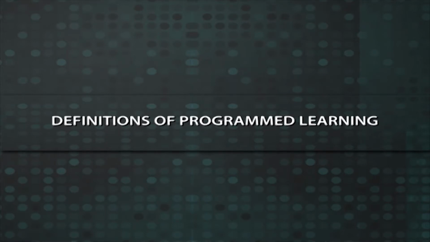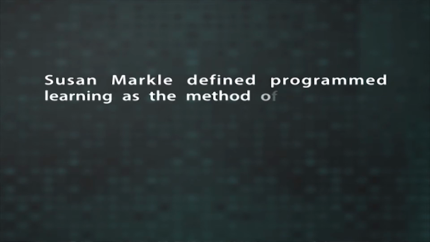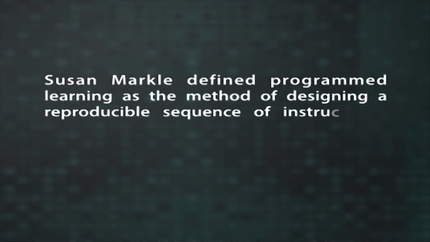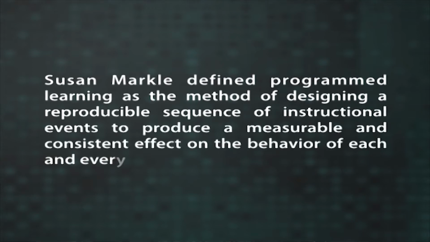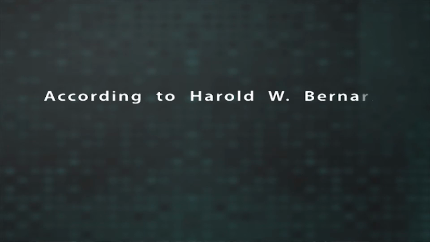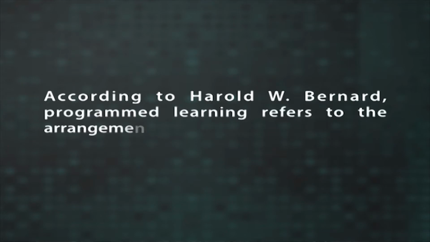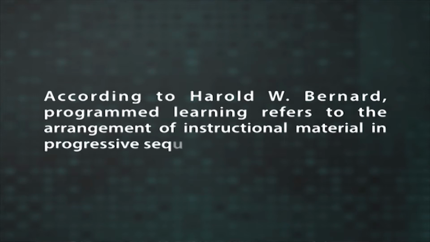Definitions of program learning. Different scholars have defined program learning in different ways. These definitions throw light on the chief characteristics of this method. Let us go through some of the most popular definitions of program learning. Susan Markle defined program learning as the method of designing a reproducible sequence of instructional events to produce a measurable and consistent effect on the behavior of each and every acceptable student. According to Harold D. Bernard, programmed learning refers to the arrangement of instructional material in progressive sequences.